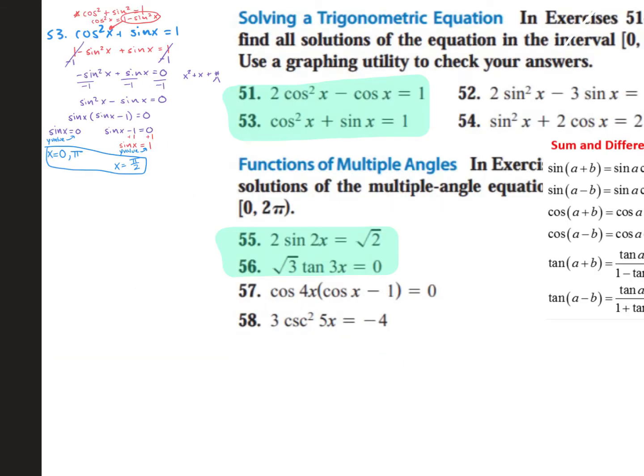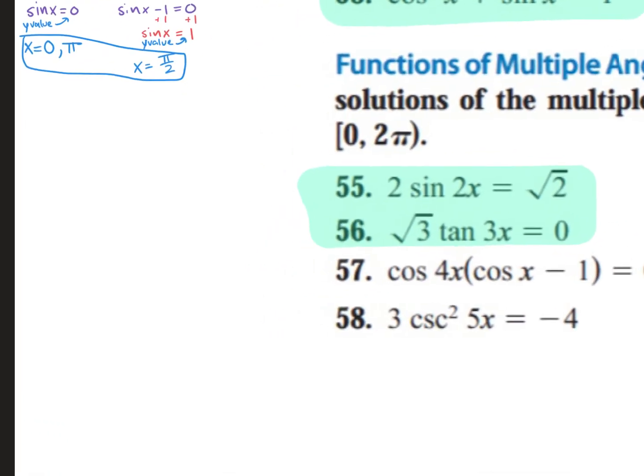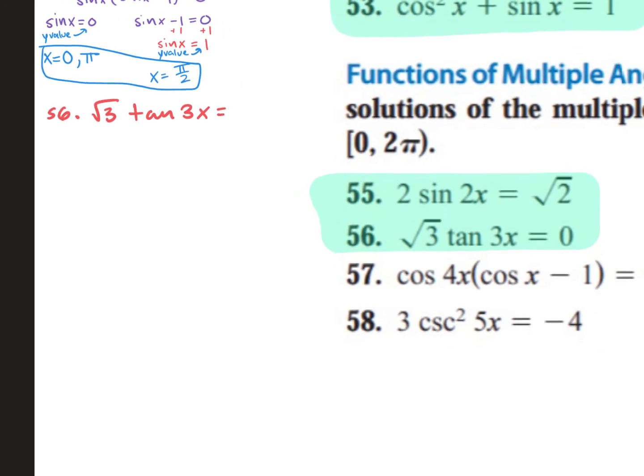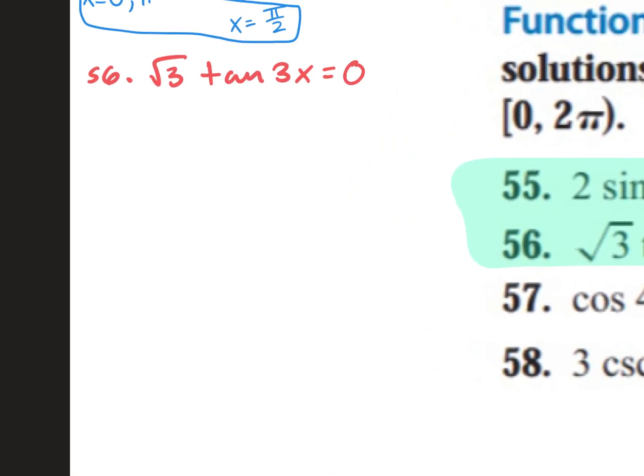All right, we're going to do one more of the multiple angles ones. So we'll do a tangent. So let's do 56. So that is square root 3 times tangent of 3x is equal to 0. So again, step 1 is I want to isolate that trig function. So I'm going to have to divide by square root 3. So tangent of 3x is equal to 0 divided by square root 3 is just 0.